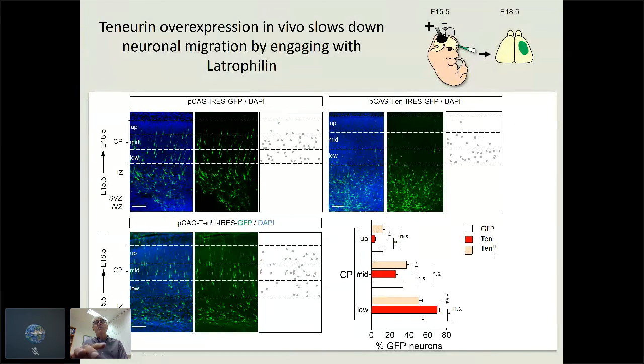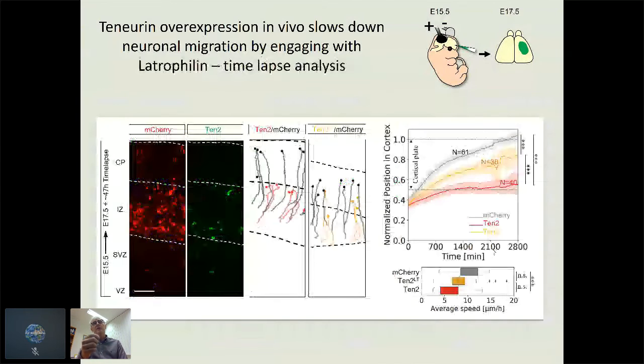This is gain of function, and we also looked at some time-lapse videos. Tobias labeled all of the neurons with mCherry and the Teneurin-expressing ones in green, and then he could see that they would linger more often and longer before migrating up into the cortical plate. This is all quantified. Here in red is the position of the Teneurin positive cells versus in gray the control situation, and in the middle, in yellow, is the Teneurin mutant.